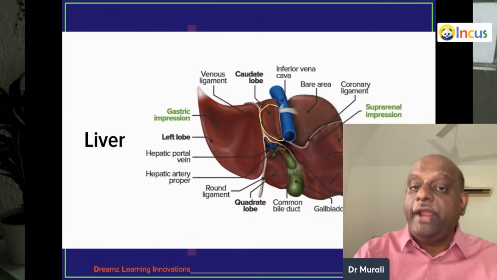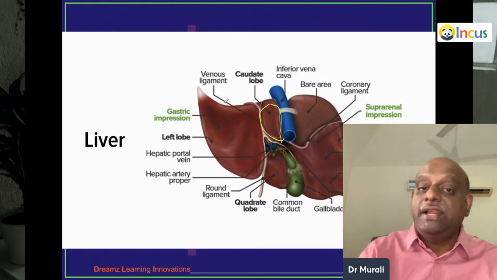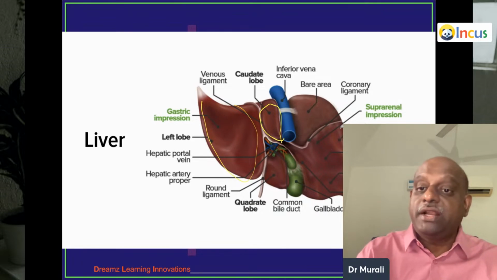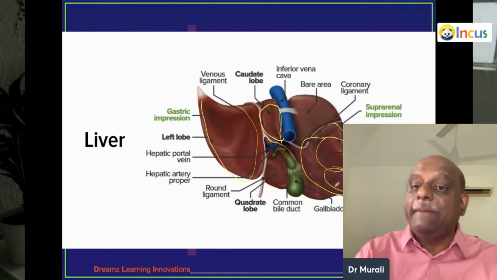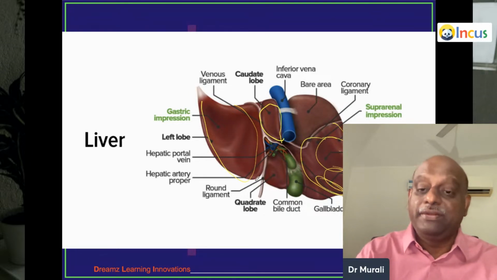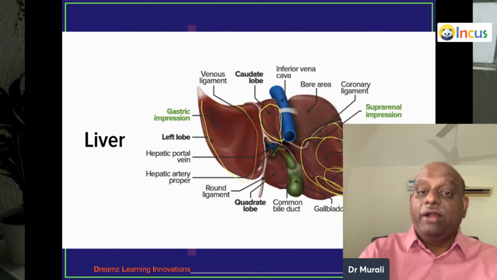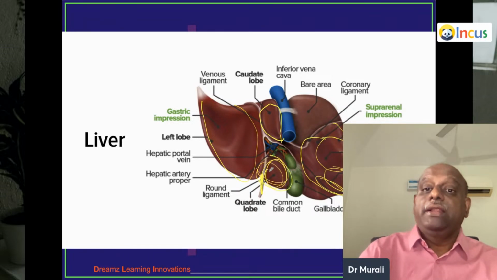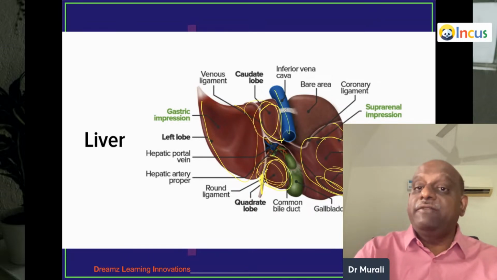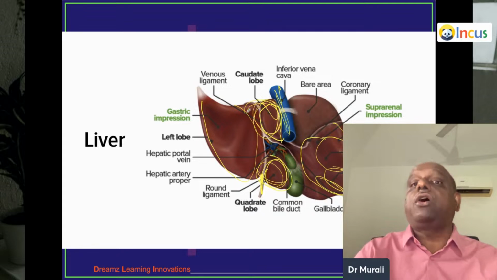So this is the caudate lobe. This is the left lobe. This is the right lobe. In the right lobe you have the renal impression, colic impression, and duodenal impression. Then you have the round ligament and the quadrate lobe of the liver. This is the caudate lobe. The inferior vena cava is passing very close to the caudate lobe.